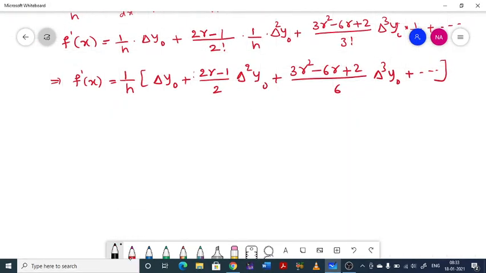Similarly, for the second derivative, if you differentiate this with respect to x again, then you will get f double dash of x equal to 1 by h square times delta 2 y naught plus (r minus 1) into delta 3 y naught plus and so on.